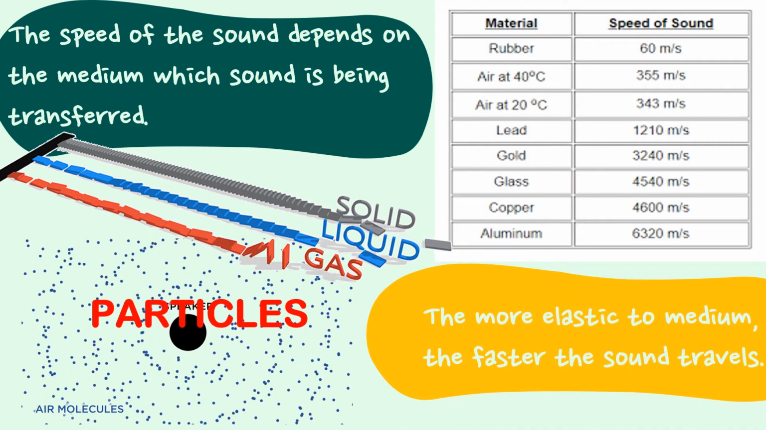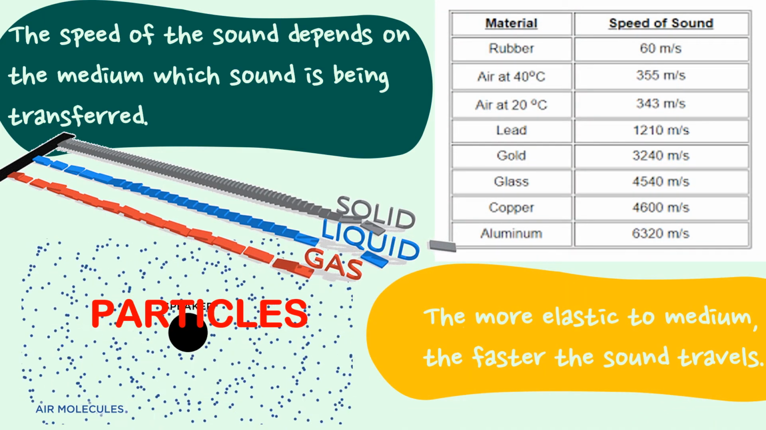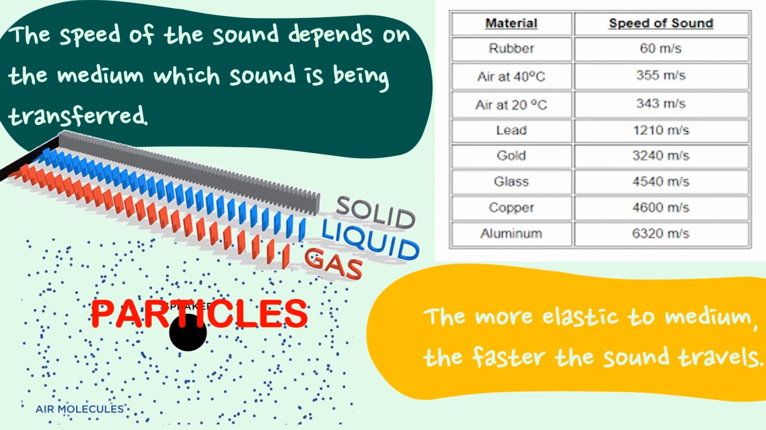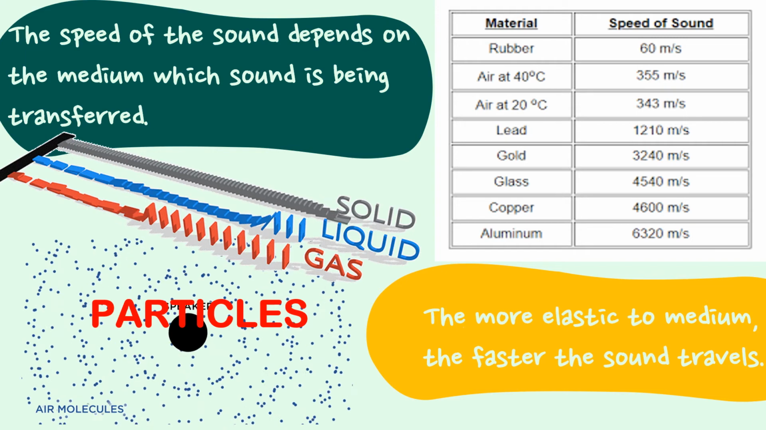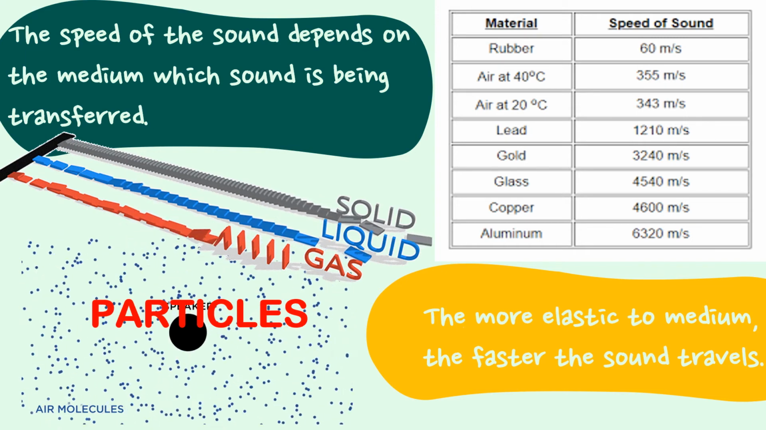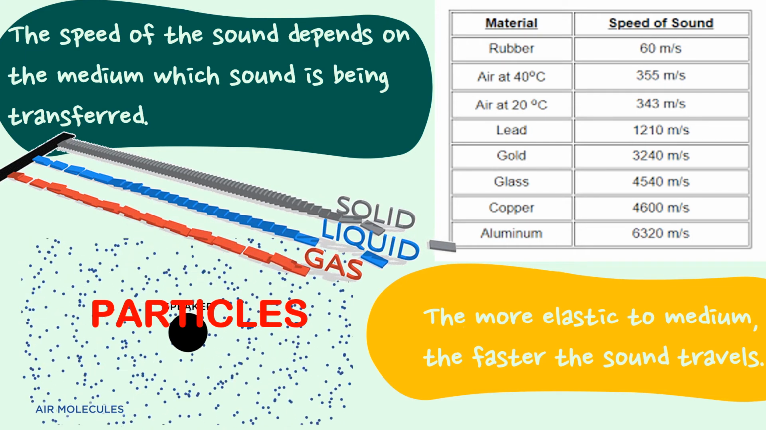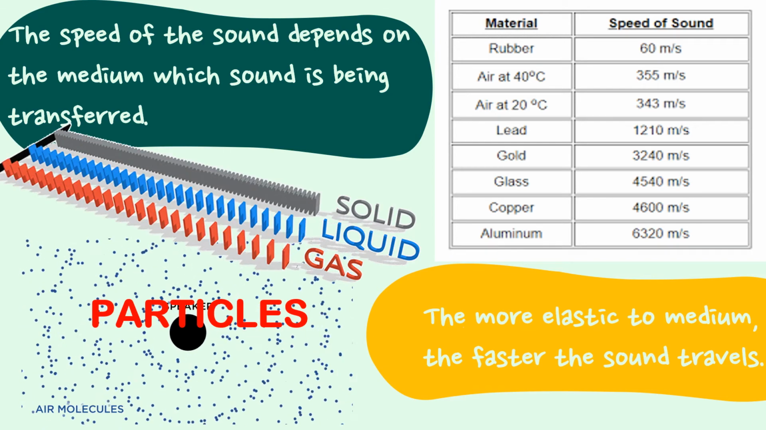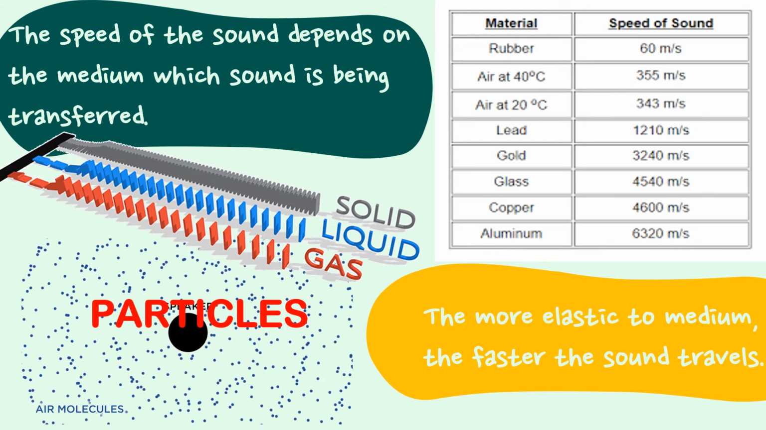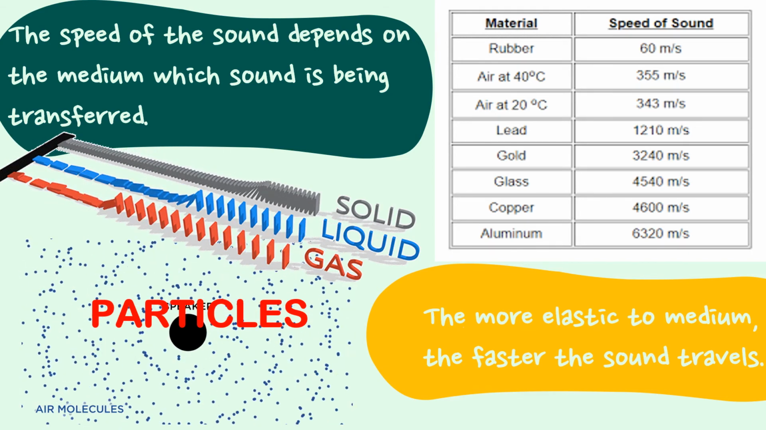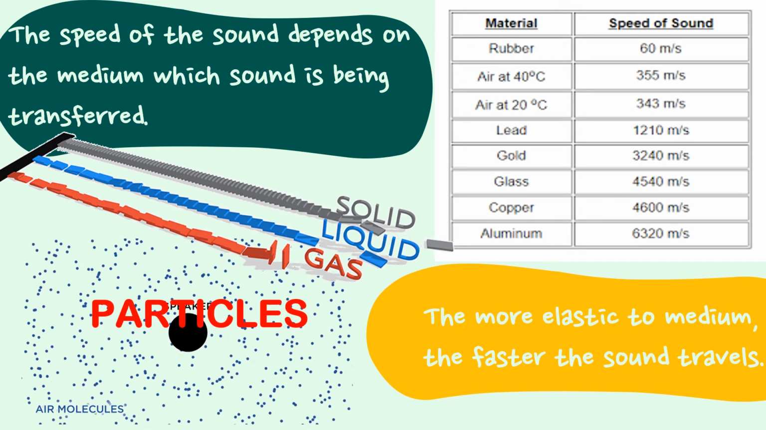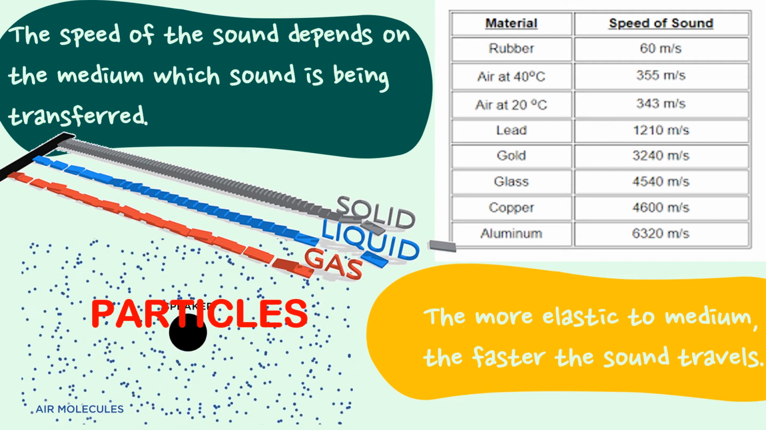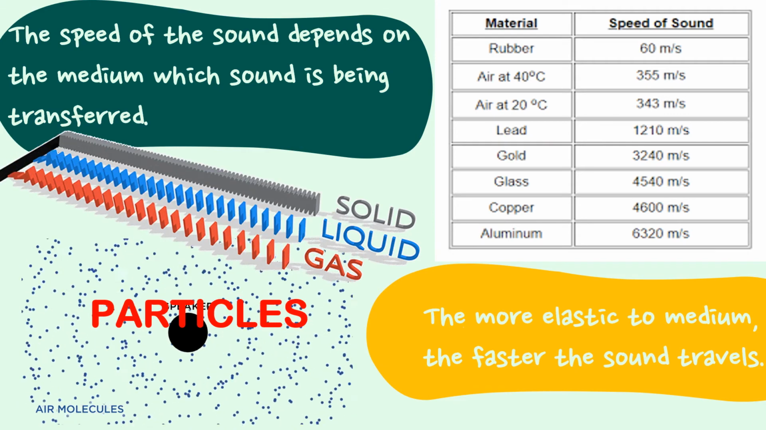As you can see in the example that I'm giving you, rubber has a speed of sound which is 60 meters per second. Air at 40 degrees Celsius has a speed of sound which is 355 meters per second, and so on. If you compare the following materials, we can say that solid materials are more elastic and sound travels faster through them.